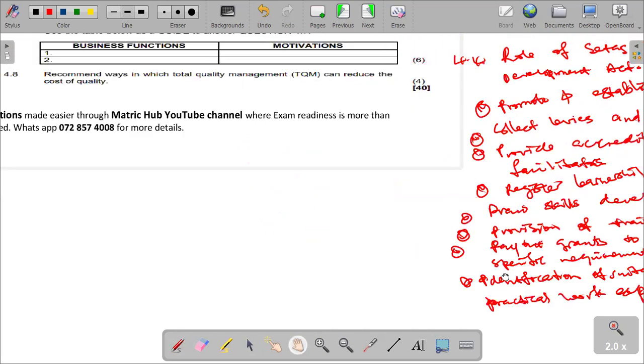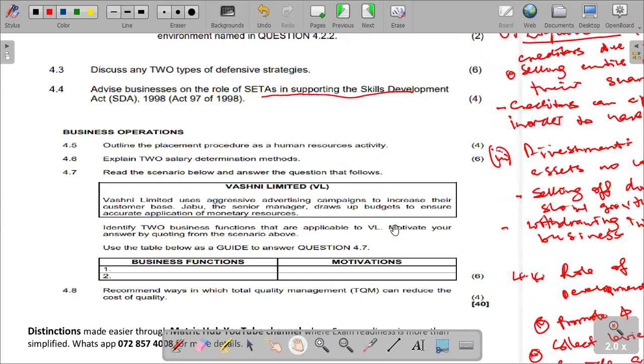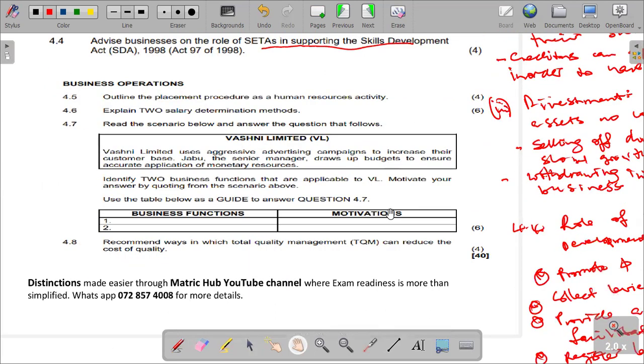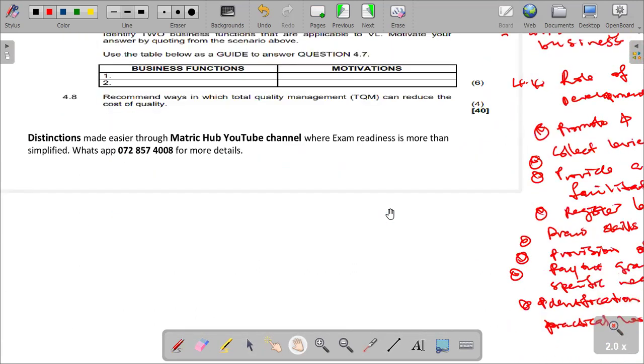Question 4.5: outline the placement procedure as a human resources activity. Outline placement procedures. Placement procedures, which is question 4.5. Placement procedures, point 1.